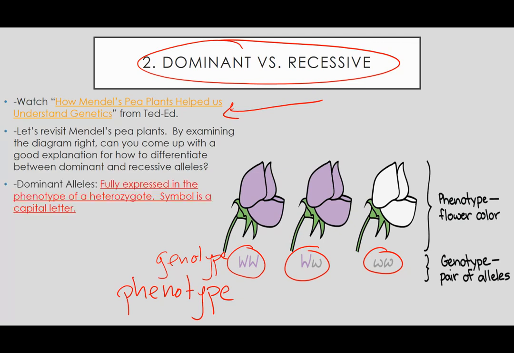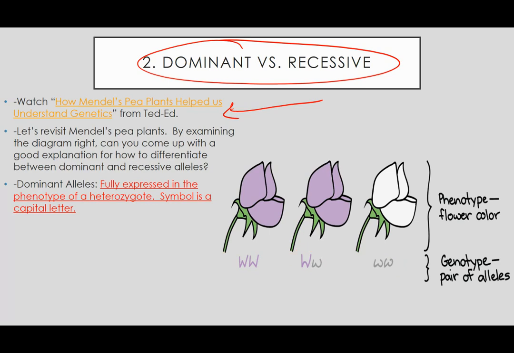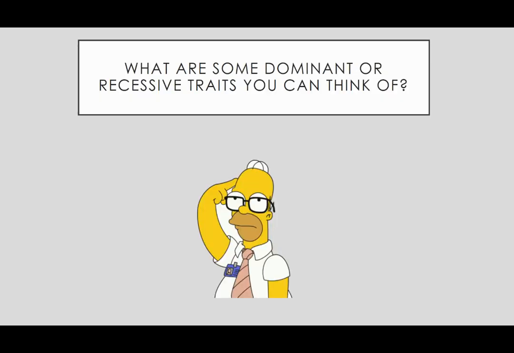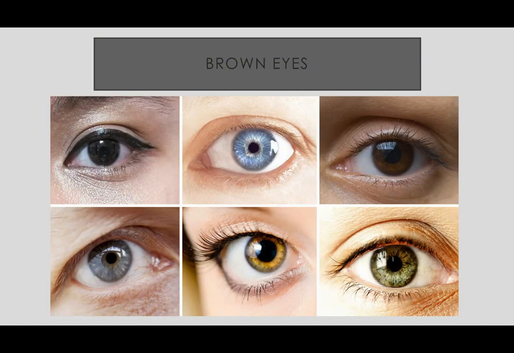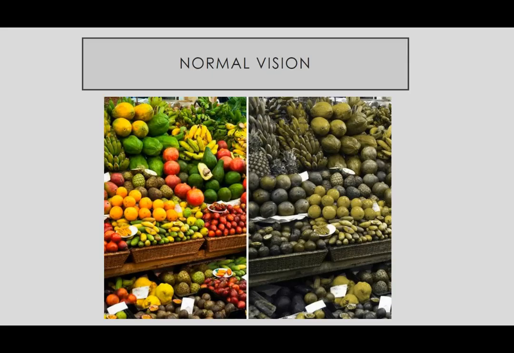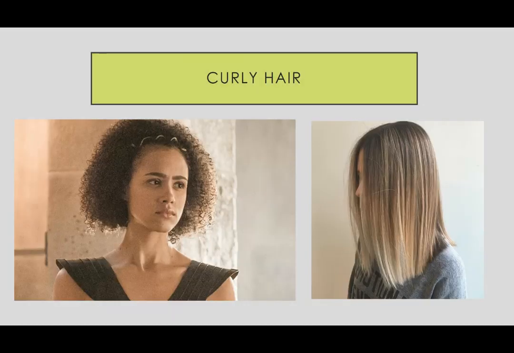In a dominant allele, it is fully expressed in the phenotype of a heterozygote. Okay, so in our homozygous dominant, it's always going to be purple. In our heterozygous plant, it's also always going to be purple. The recessive allele is only ever shown when it is homozygous for that recessive trait, in this case, a white flower. So in humans, some examples of dominant versus recessive traits are the widow's peak, dimples, eye color, detached earlobes, normal vision versus color blindness, curly hair.